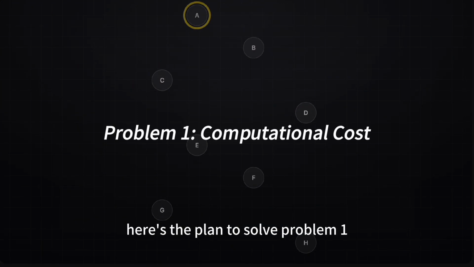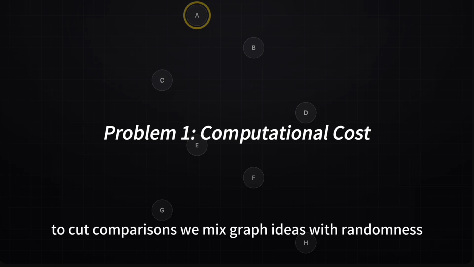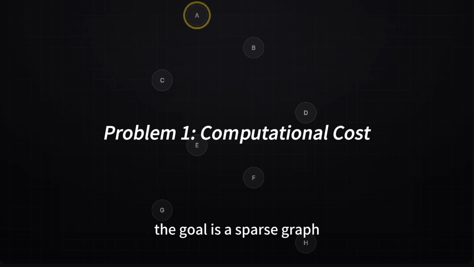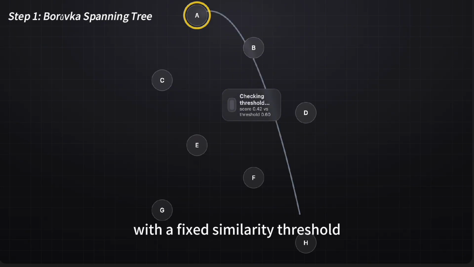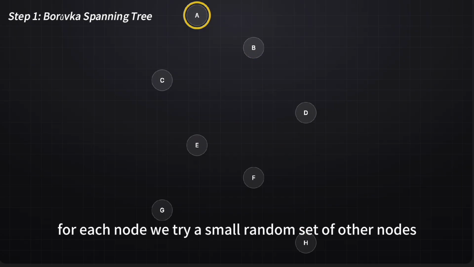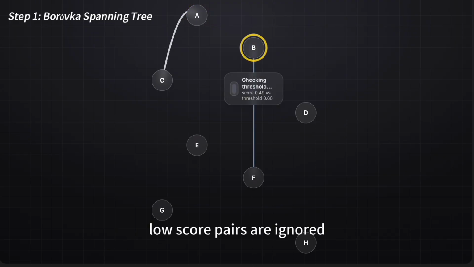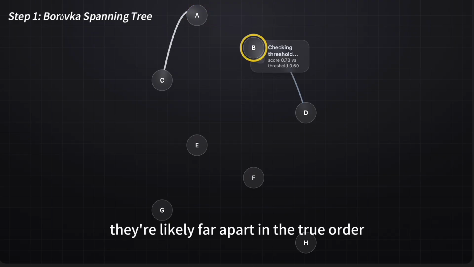Here's the plan to solve problem 1, computational cost. To cut comparisons, we mix graph ideas with randomness, a process we call graph condensation densification. The goal is a sparse graph with enough links to sort correctly. Step 1 is a Borůvka-style phase with a fixed similarity threshold. For each node, we try a small random set of other nodes. We keep a link only if its score is above the threshold. Low-score pairs are ignored. They're likely far apart in the true order.